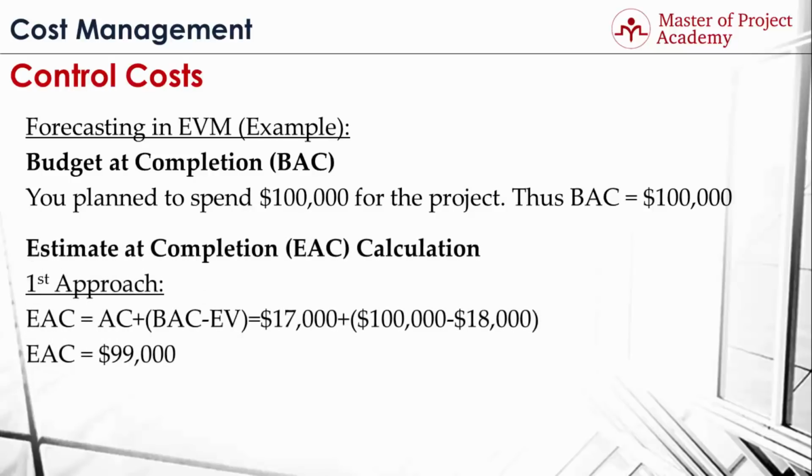In the first approach, actual cost was aggregated with the result of budget at completion minus earned value result. If we substitute the values of the scenario in the formula, we'll be finding the estimate at completion will be $99,000 with this approach. As you see, since earned value of the completed work is more than the spent cost, estimate at completion value is less than the budget at completion value.